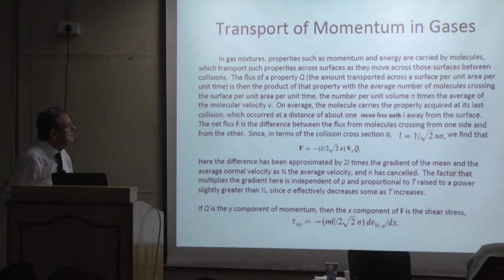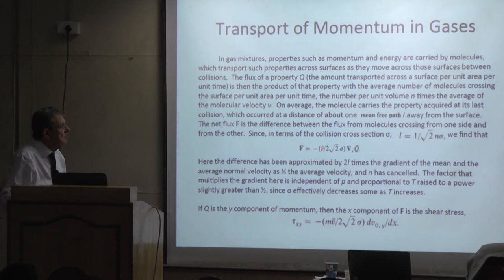of the quantity, because the exchange that happened on one side of the surface, a mean free path away, is different from the exchange that happens on the other side, a mean free path away. So a gradient in the quantity leads to a flux of the quantity. This is simple kinetic theory ideas.